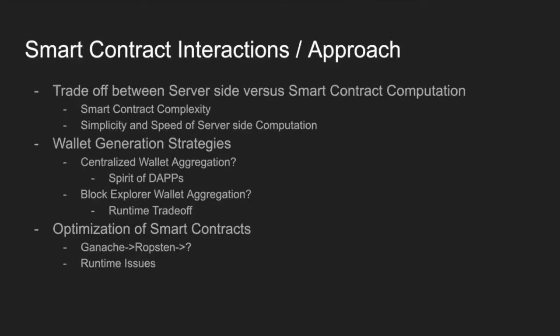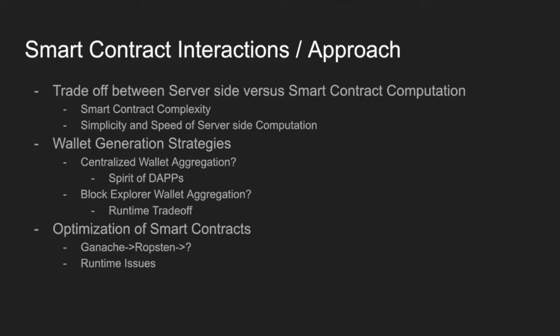I guess this slide is really discussing our approach toward computation and how we handle it in our web application. The real big trade-off decision we had to make was between server-side computation versus smart contract side computation. There are obvious benefits to both sides, but the basic idea is that the smart contract is way more complex, whereas server-side is more simple and efficient. So we went with the server-side approach to optimize our product and to get it out as fast as possible.